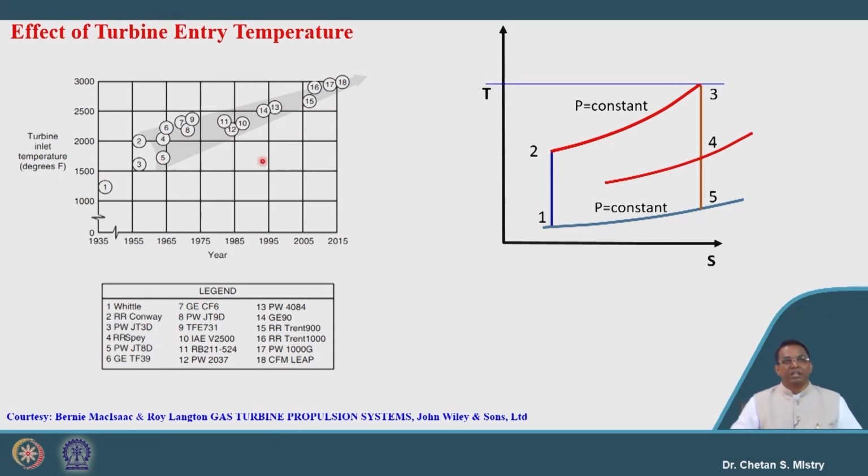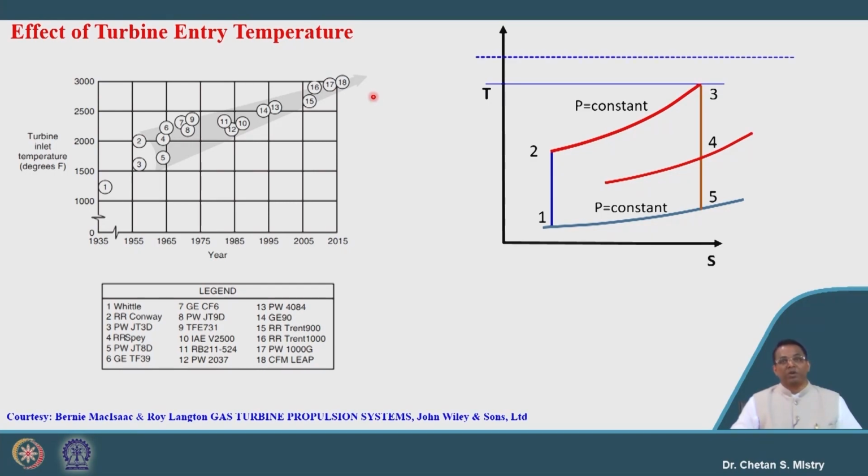We have realized that during the 30s and 40s, where we take the Whittle engine as a reference, the turbine entry temperature was lower. Over the years we have grown in terms of turbine entry temperature. Presently we are in the range of around 2000 K. New engines in future will have temperatures in the range of 2200 K. The reasons for increasing the turbine entry temperature for the turbojet engine, which we have discussed, are known to you.